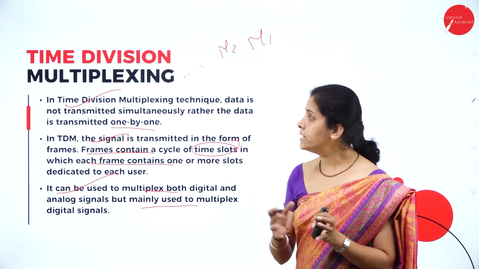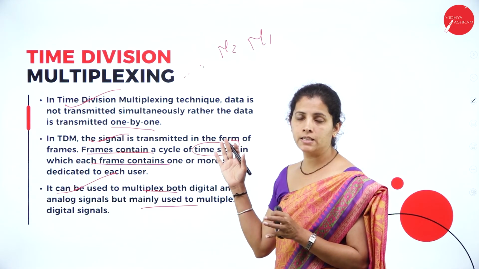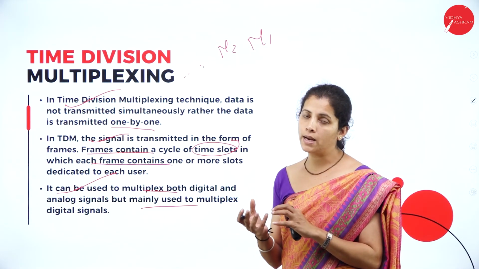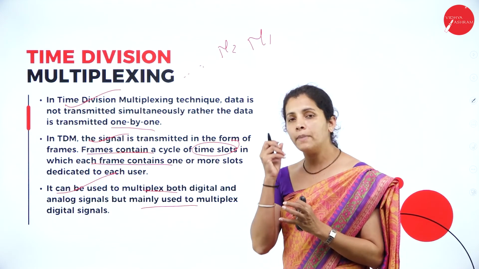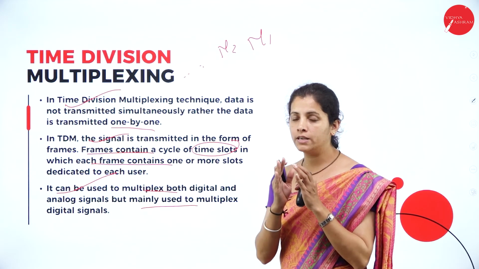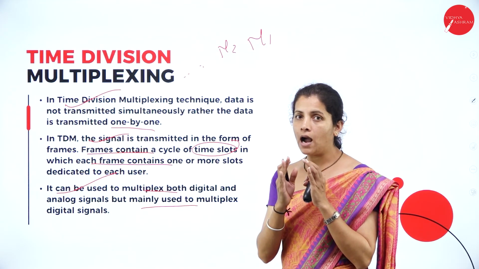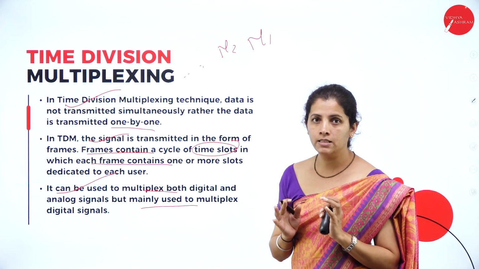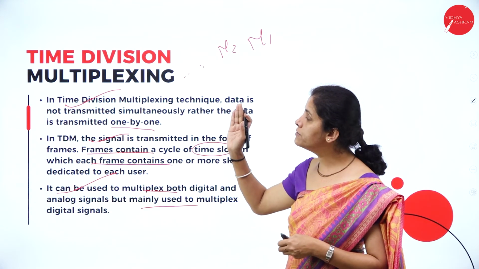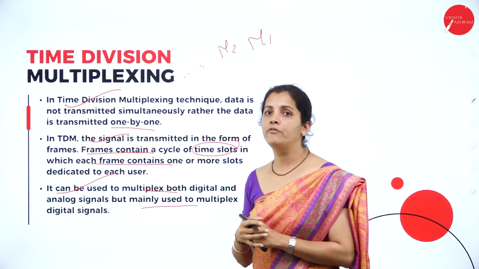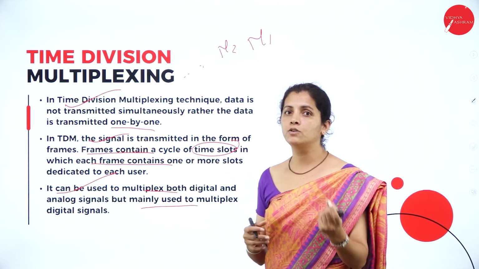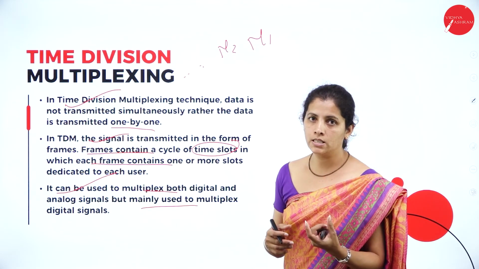So, dear student, in my time division multiplexing, I can have digital as well as analog signals. But mainly I am going to concentrate only on digital signals. And if I consider time division multiplexing, there are two types of time division multiplexing, that is synchronous and asynchronous.